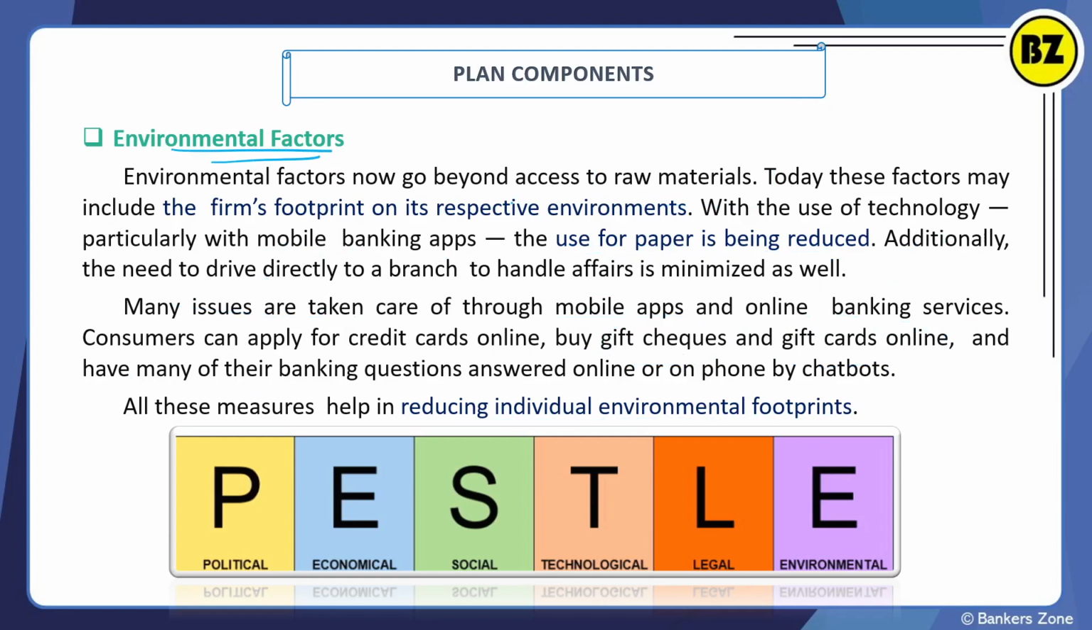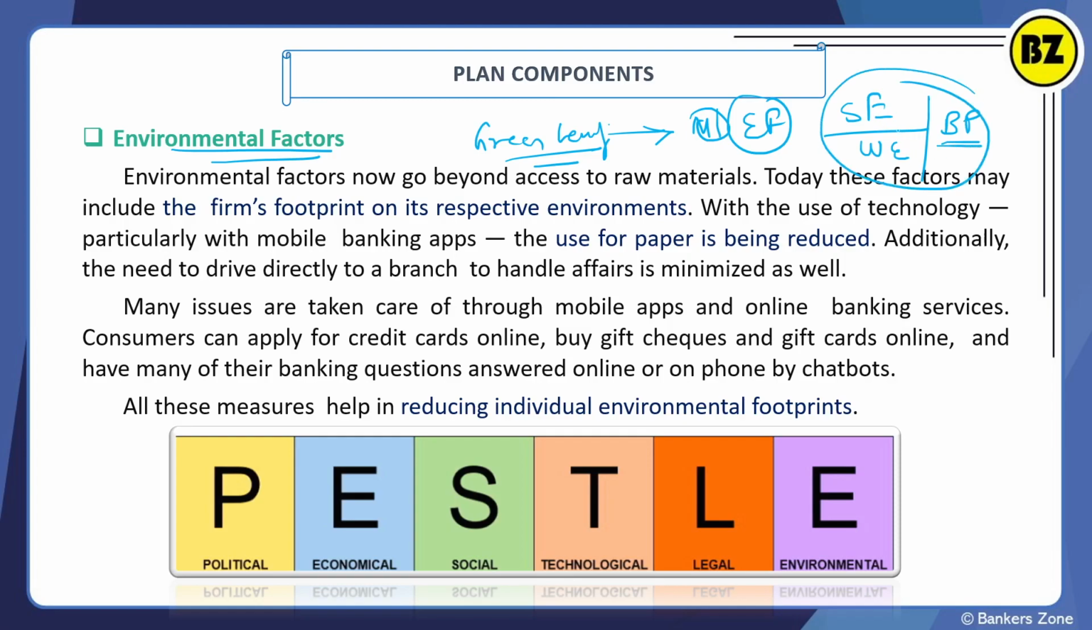Environmental factor means how your business is leaving footprints on the environment. Now there is a new concept in banking, green lending. Banks are now coming forward to lend money to projects which are environment friendly. For example, solar energy projects, wind energy projects, and biogas plants. The banks give money for these, and this is referred to as green lending. So these are the environmental factors.